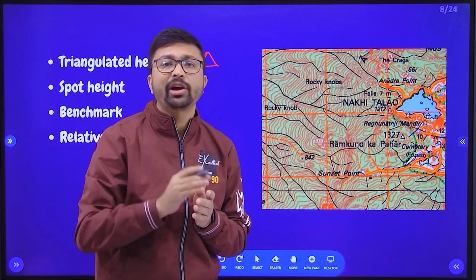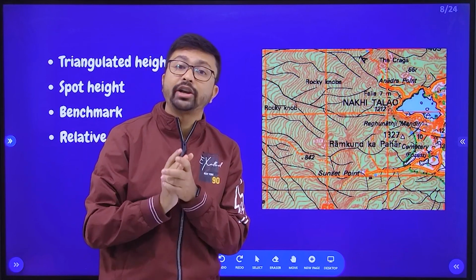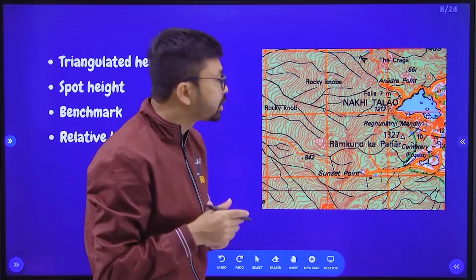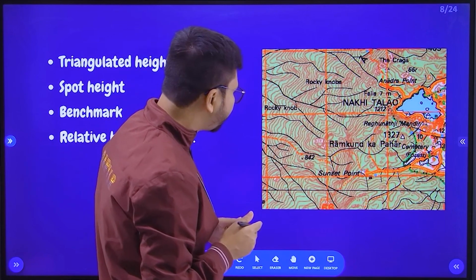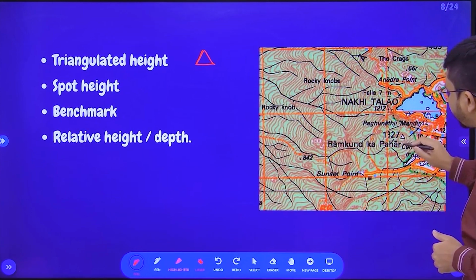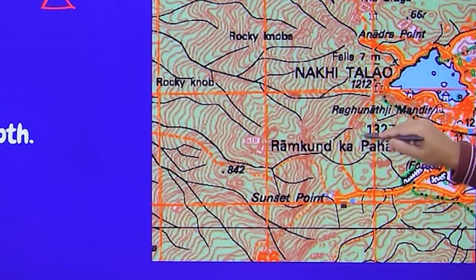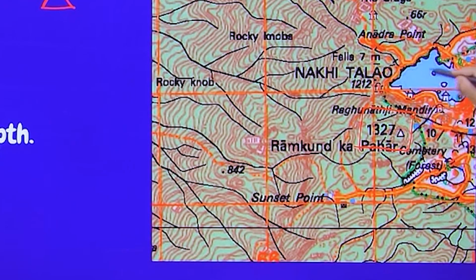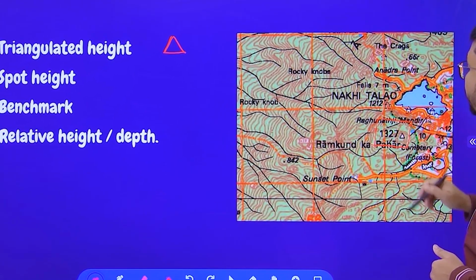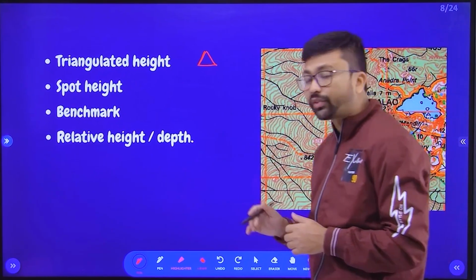In math you have done the triangulation method, the trigonometry, right? You can measure the height of a particular place without reaching that place. Those are called the triangulated height. Here you can see the number 1327, with a black triangle. It means the height of the particular place is 1327 meters from the sea level. Those are called the triangulated height.